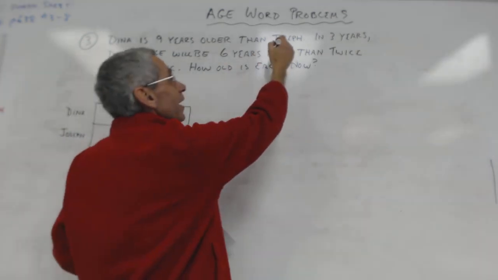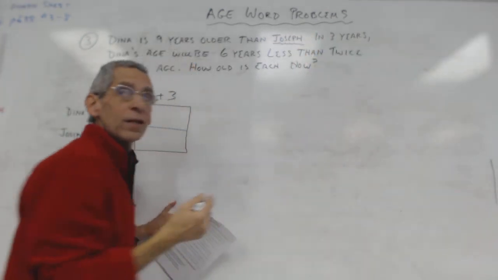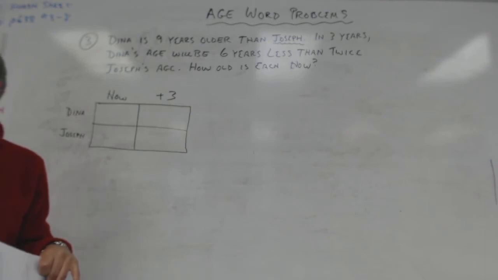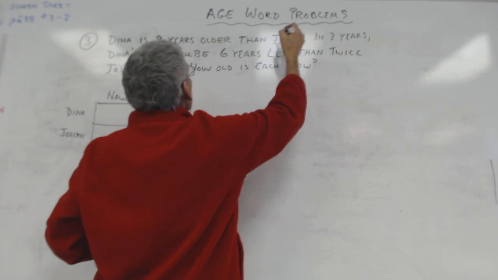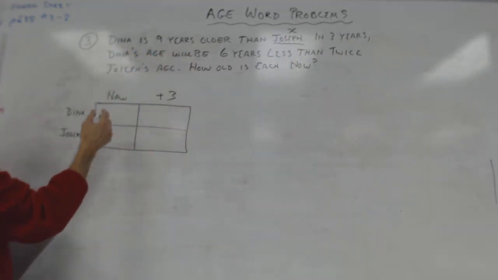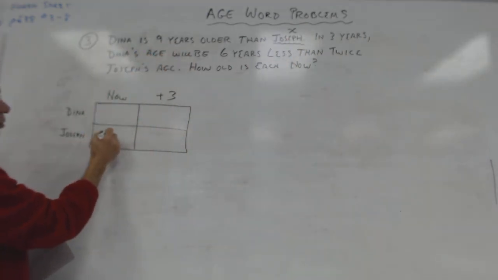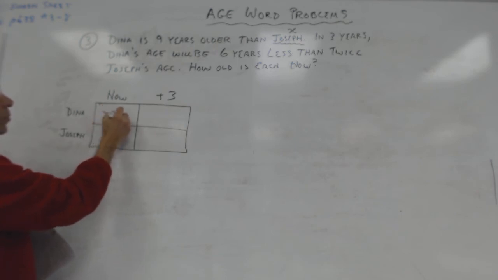Okay, so Dina is 9 years older than Joseph. Joseph is the last name mentioned, right? Seems to me like Joseph's age is the foundational age. So Joseph is X, and Dina is X plus 9, because she is 9 years older than Joseph.